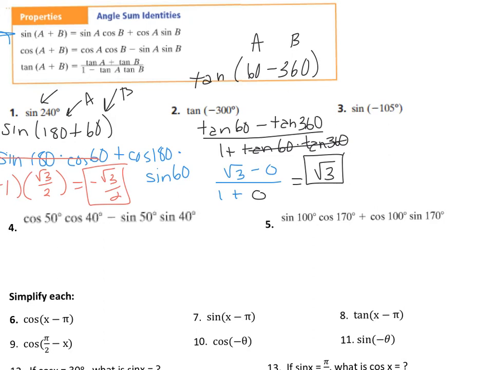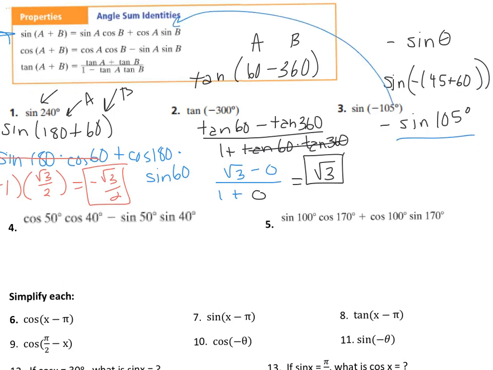Okay, and then to get 105, I'm going to do the sine of 45 plus 60, because that's 105, but it's actually the opposite of that. So remember our negative angle identities: if you have sine of negative theta, that's actually equal to the opposite of sine of theta. So this is actually going to be the opposite of sine 105. So we're going to do the sine of 105 using this formula over here. I'm going to substitute it in.